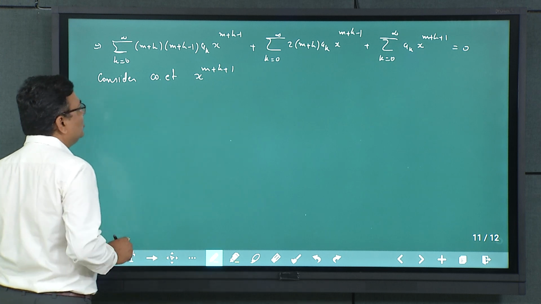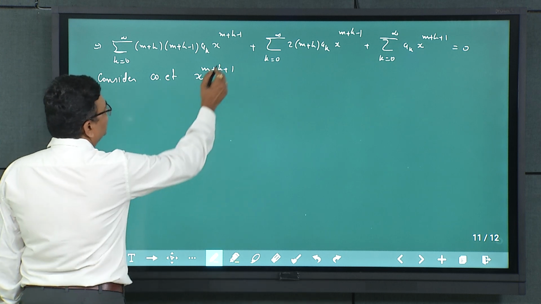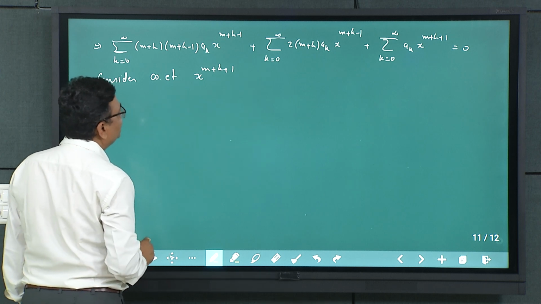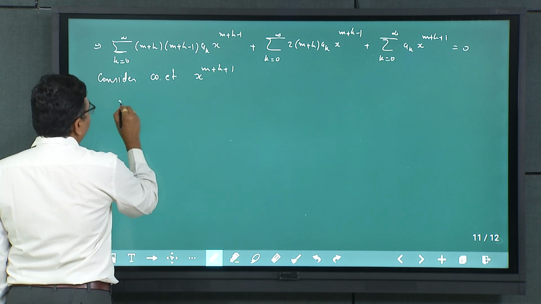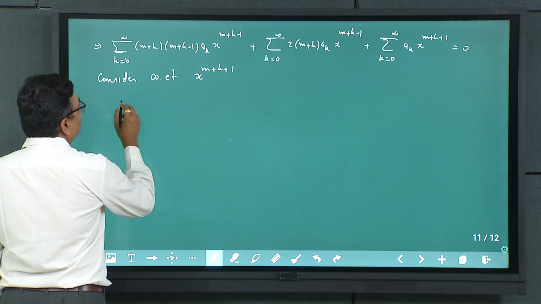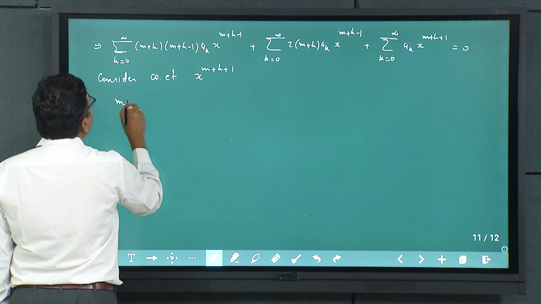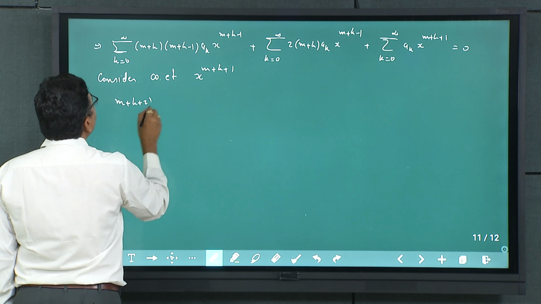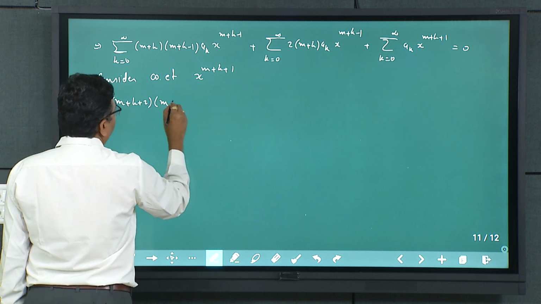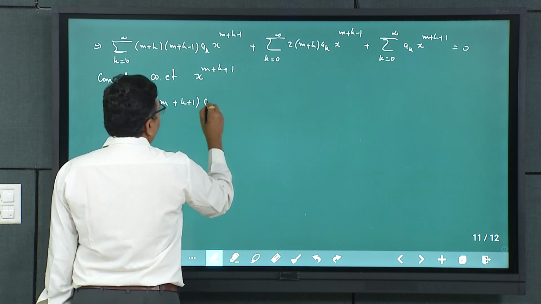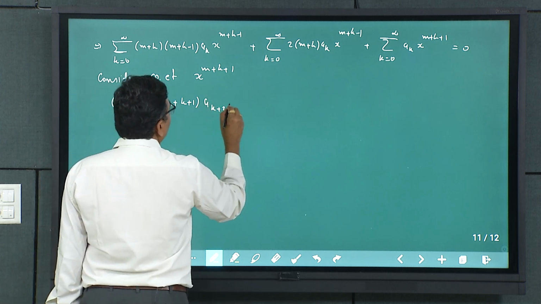So now compare the coefficient of m raised to k plus 1. Here I need k plus 1, so we have to put k equal to k plus 2, right. So m, okay, k is equal to k plus 2. So m k plus 2 into m k plus 1, right, a k plus 2, right.